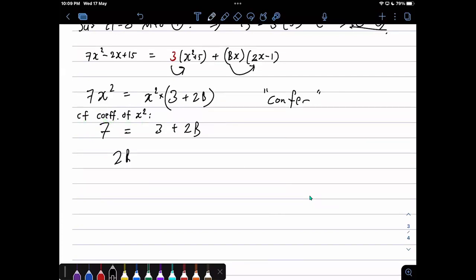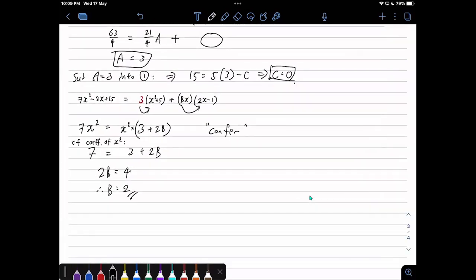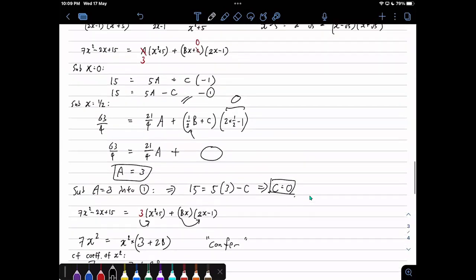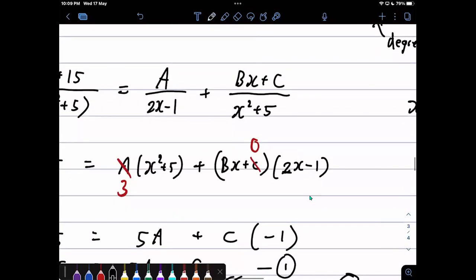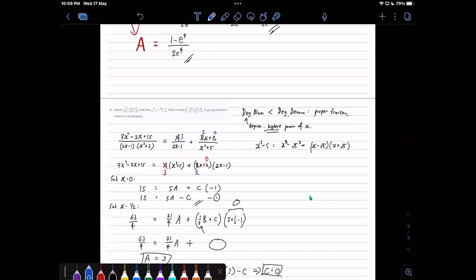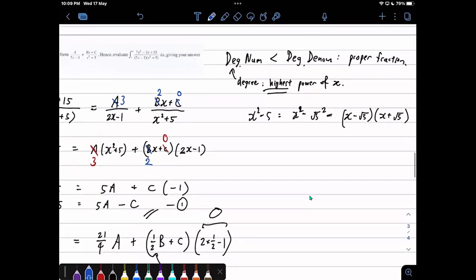And then from there, 2B equals 7 minus 3, 4. So B equals 4 divided by 2, which is 2. Very good. We found our B equals 2 already. Then we can replace the B over there with a 2. Then just replace accordingly. So this is 3, 2, 0. Okay, good. Then now, next part, what did they ask you?